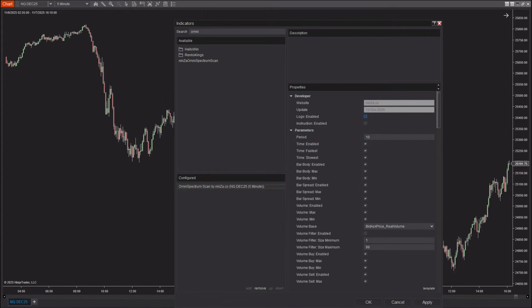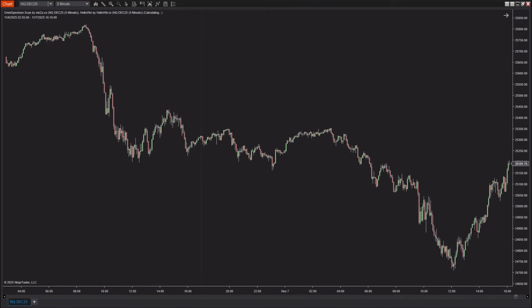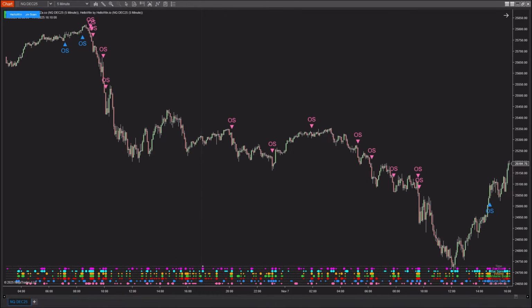Next, we're going to add the OmniSpectrum Scan indicator to the chart so we can start observing and analyzing its signals. After that, we'll be using HelloWin, our dedicated in-house backtesting software to thoroughly test and verify the performance of these signals. Now that both OmniSpectrum Scan and HelloWin are fully loaded on the chart, we're going to make a small adjustment to the settings. Specifically, we'll disable the spread condition for both buy and sell signals.